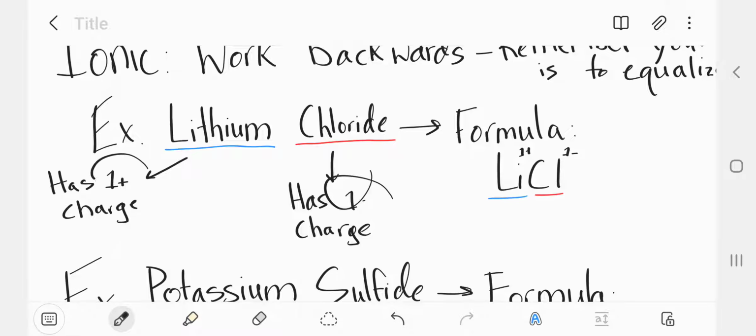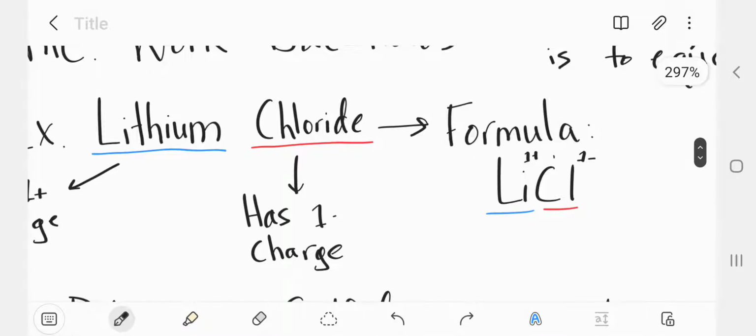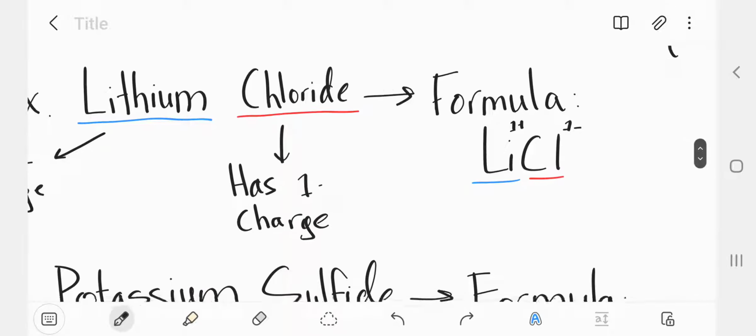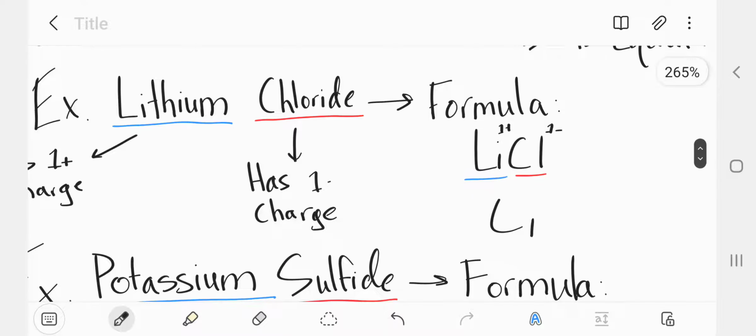These two cancel out, don't they? +1 and -1 cancel out, which means no balancing is needed, so the formula is just LiCl, simple as that. The Li has a +1 charge, the Cl has a -1 charge, they cancel out, this formula is correct. These charges on the top here, you don't need to put them, I just put them there to show you that the charges cancel out. In reality, you would probably just write LiCl.